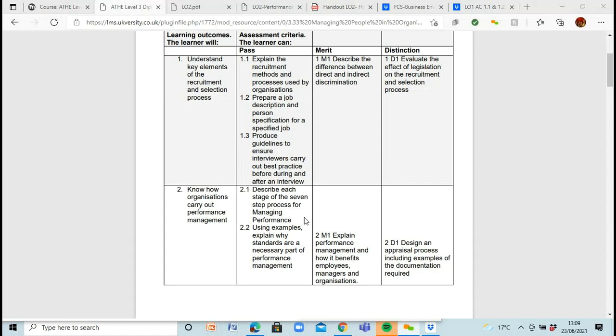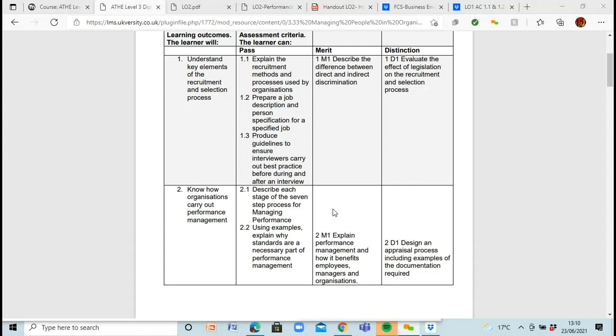So again, 2.1, describe each stage of the 7-step process for managing performance. 2.2, using examples, explain why standards are a necessary part of performance management. Then we've got 2M1, so explain performance management and how it benefits employees, managers, and organizations. And then 2D1, the distinction is design an appraisal process, including examples of the documentation required.